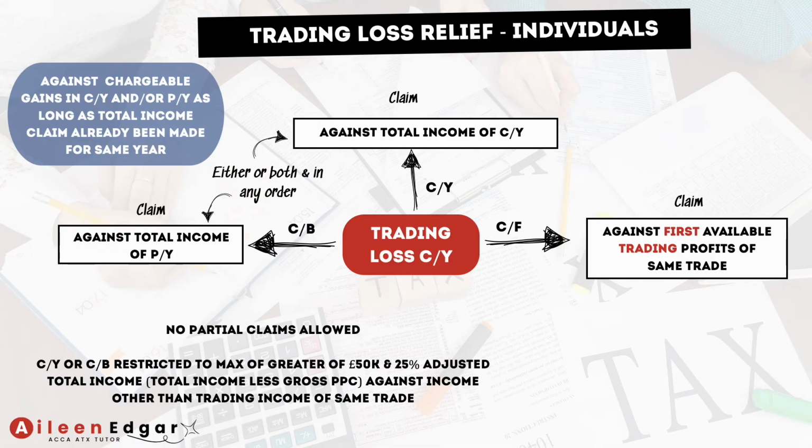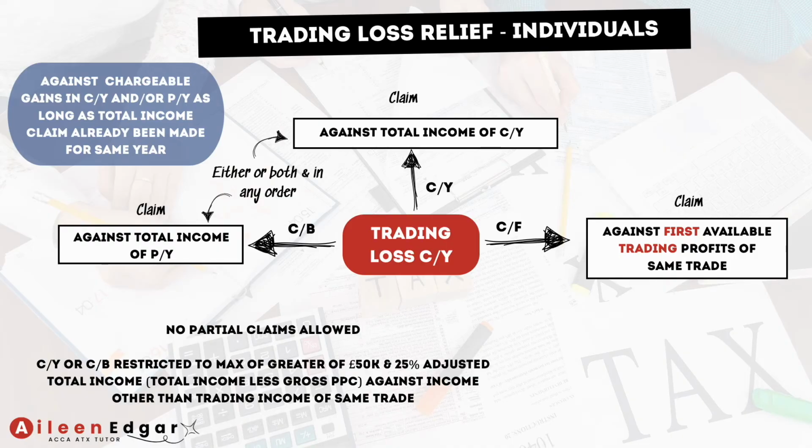Now, a few reminders. No partial claims allowed here. We can't pick and choose how much we carry forward. We can't pick and choose how much we use in the current year or carry back. You have to use as much as is possible. And that does mean we might end up wasting our personal allowance as a result, because our loss is going to get set off above where the personal allowance is deducted in our income tax computation.